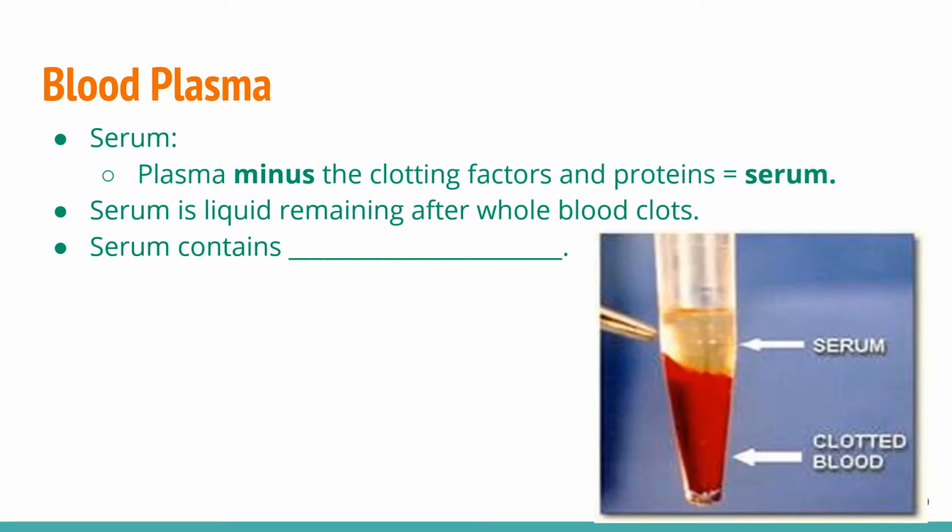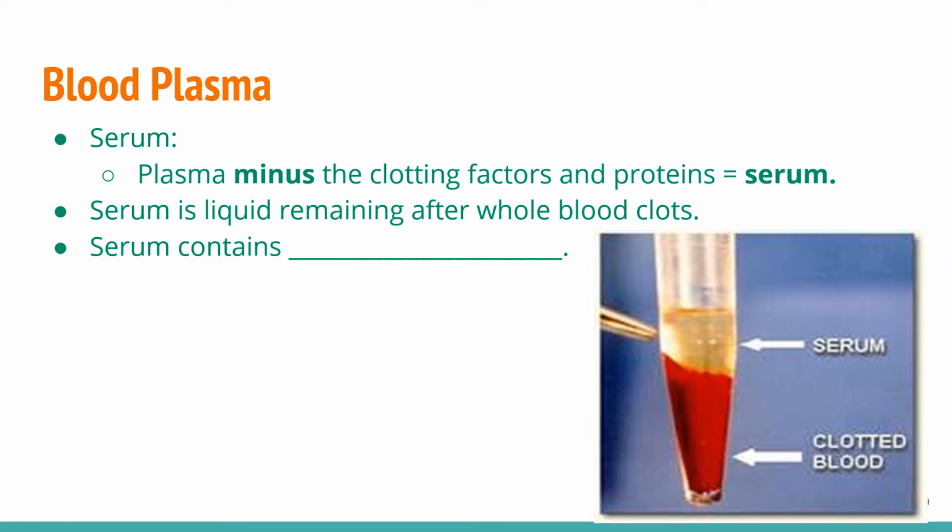Alright, so your serum then is basically your plasma minus the clotting factors. So plasma minus the fibrinogen, and the prothrombin, and the proteins will equal your serum. Okay, so serum is basically your plasma minus the clotting factors and proteins, and serum is what liquid is remaining after the whole blood clots.